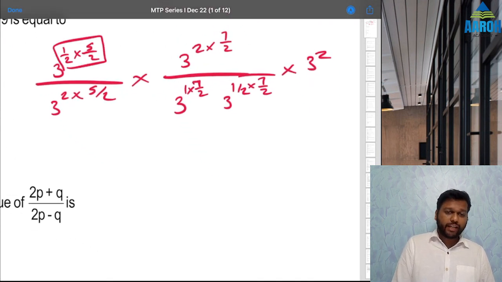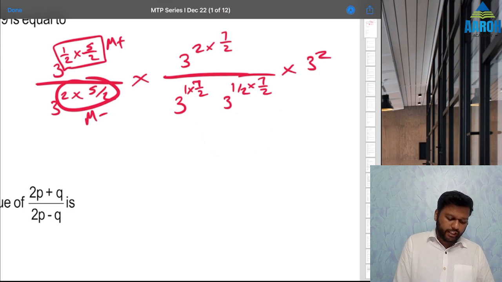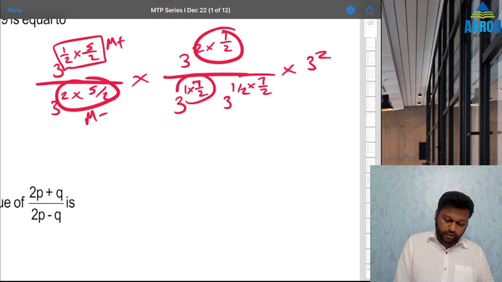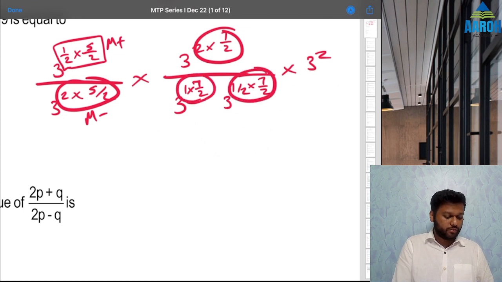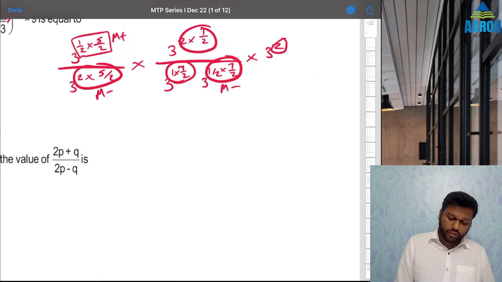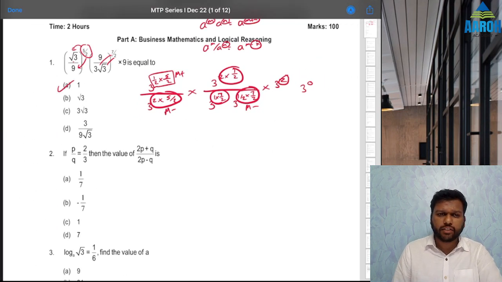Concentrate. Take on your calculator, half into 1 by 2, half into 5 by 2, 1 by 2 into 5 by 2, m plus, because it is in numerator. Next, 2 into 5 by 2, m minus, because it is in denominator. Then 2 into 7 by 2, m plus, because numerator. 1 into 7 by 2, m minus, because denominator. Then half into 7 by 2, m minus, because denominator. And this 2, m plus, because numerator. If you press MRC, you should get 0, right? Check if you are getting 0. That means 3 raised to 0. 3 raised to 0 is what? Anything raised to 0 is 1. So option A is the correct answer for question 1.